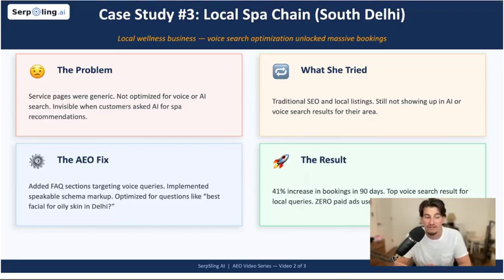The AEO fix: all they did was add frequently asked questions sections targeting voice queries. They implemented speakable schema markup. They optimized for questions like best facial for oily skin in Delhi. Okay, and the result, a 41% increase in bookings in 90 days, and they are the top voice search result for local queries. Zero paid ads used. Okay, just small, simple, targeted tweaks that are tailored towards AI search, and these are the kind of results that you can get.